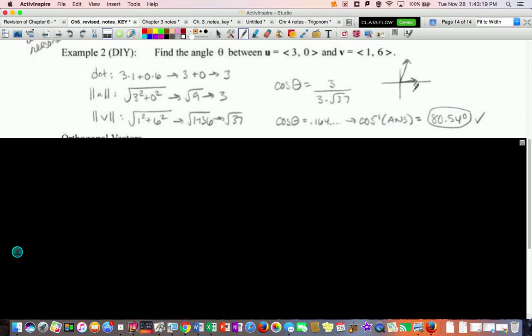Now, if you draw a picture of it, the first vector U goes 3 to the right. So it's right along the x-axis, and 1, 6 would be something like this. So you can see we're almost a quadrant, which is 90 degrees, but not quite. So 80 does make sense.